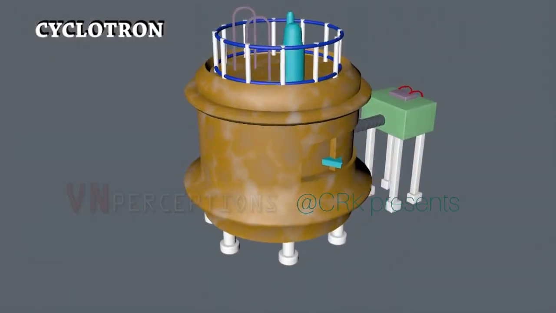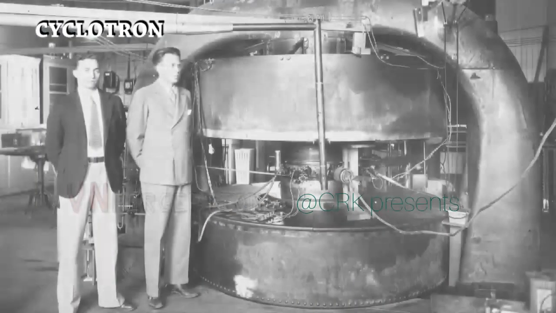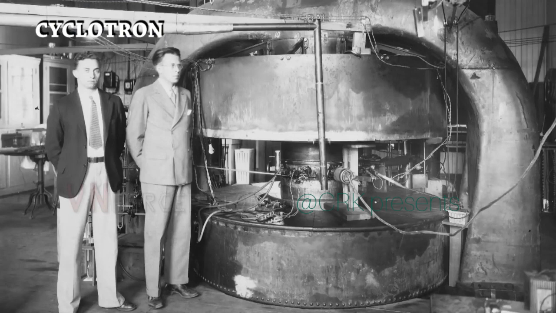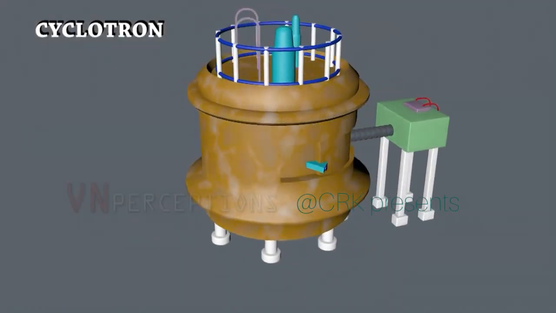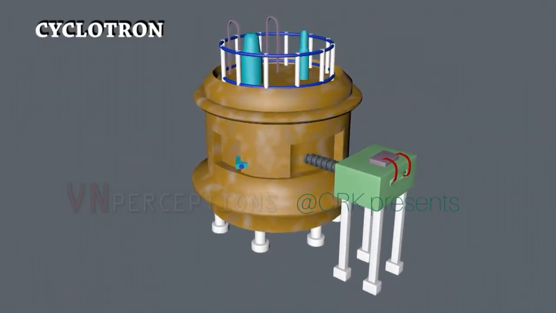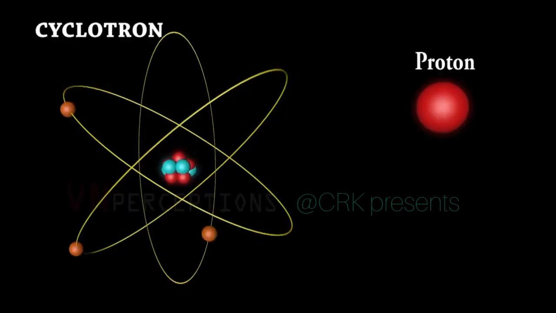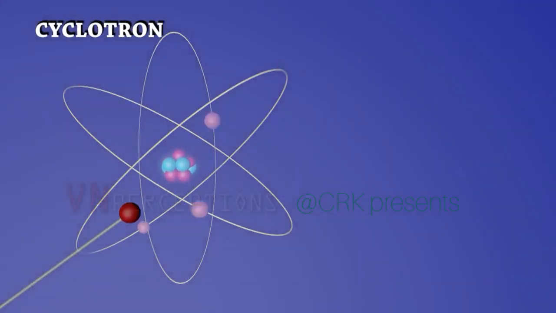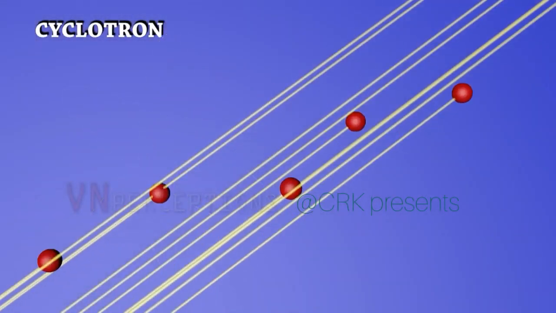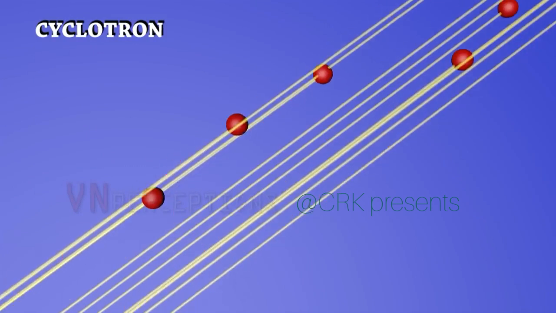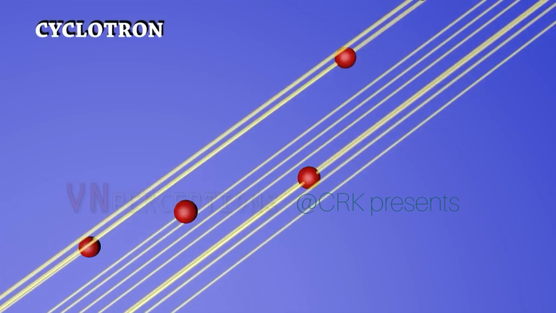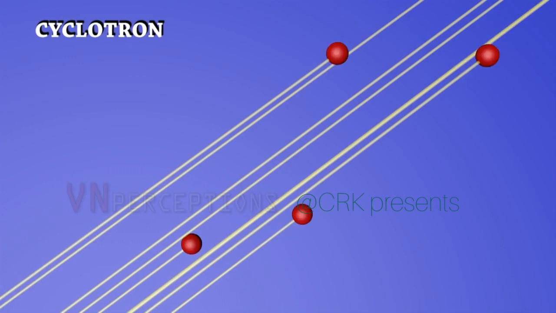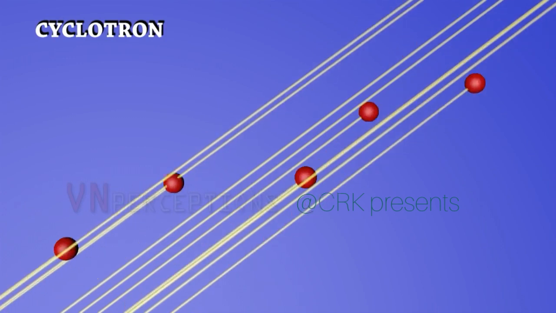Cyclotron is a device developed by E. O. Lawrence and M. S. Livingston in 1934. It is used to accelerate charged particles like protons and neutrons. This results in production of high energy charged particles. In nuclear physics, such energized particles are used to bombard nuclei causing nuclear reactions.